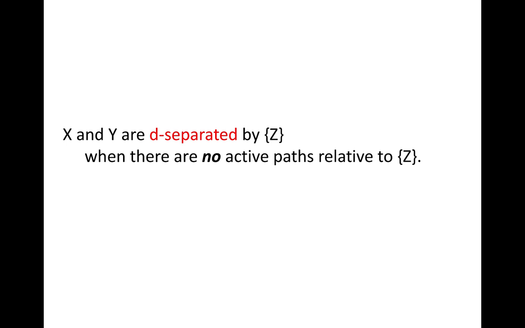So there you have it. X and y are d-separated by z when there are no active paths between x and y relative to z.